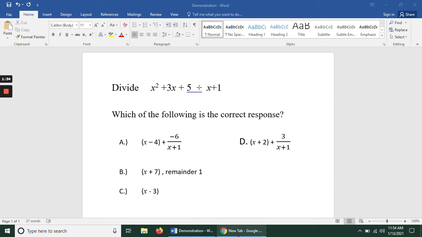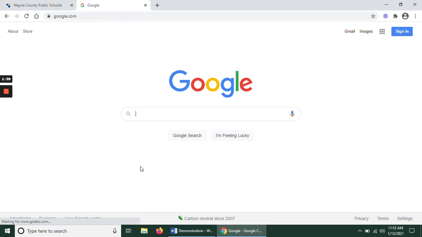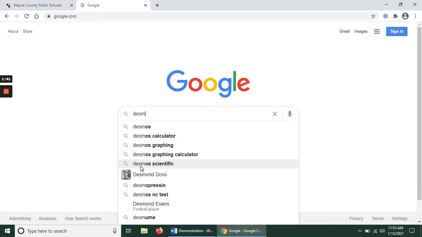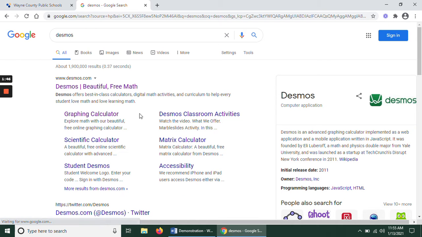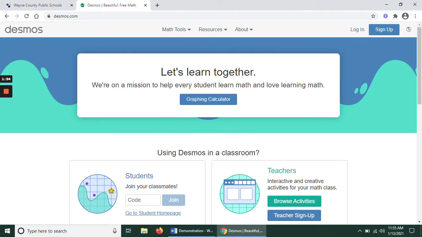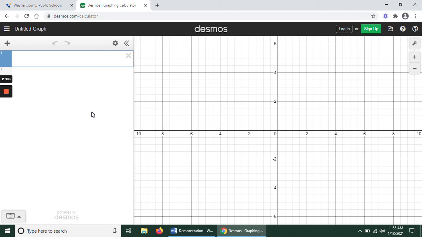So I'm going to go to Google. I'm going to type Desmos, and where you see at the top Desmos Beautiful Free Math, we are going to choose that, and then you're going to click on Graphing Calculator. Now I'm going to go back to my question.